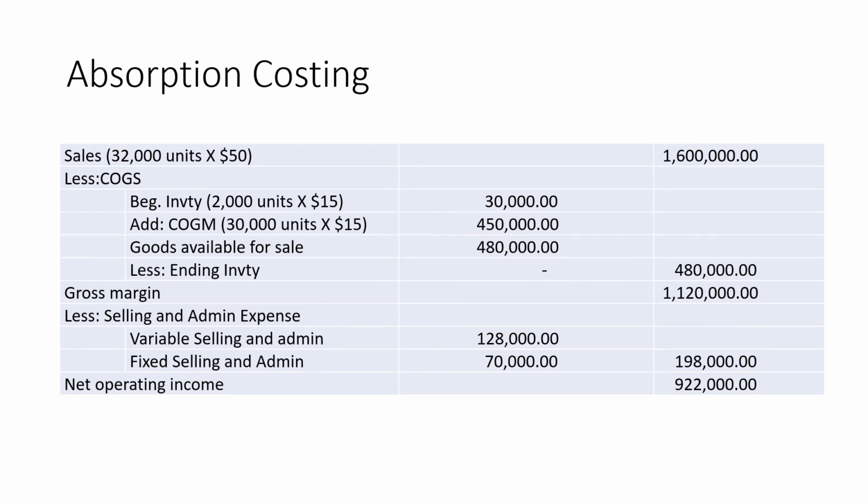So, for year 3, your cost of goods sold is 480,000. And your gross margin is 1,120,000. Then we deduct your selling and admin expense. Variable selling is 128. Paano na-compute yan? That's 32,000 times, di ba? $4 per unit yon. And then 70,000 for your fixed selling and admin. That's how we arrive with net operating income of 922,000.